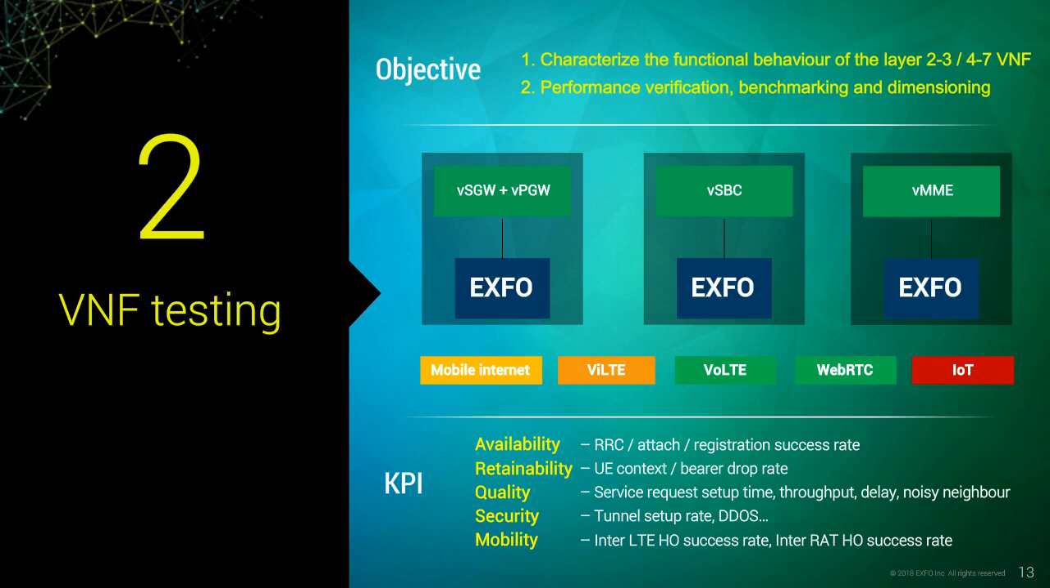Okay, so that's the first one. The first objective is you should characterize the functional behavior, and the second objective is performance verification, benchmarking, and dimensioning. What I mean by performance verification is, first, you have to start from the basics. Given the resources to the VNF, you have to understand what it can support: the maximum performance and capacity, how many subscribers it can support, how many calls per second it can take, and how many concurrent calls it can sustain for a longer period of time. Those are some of the examples. Once you do that, you can push the VNF and benchmark how much maximum it can support.